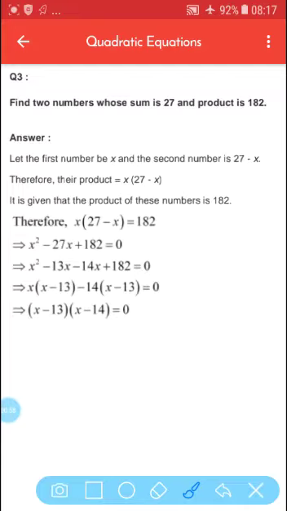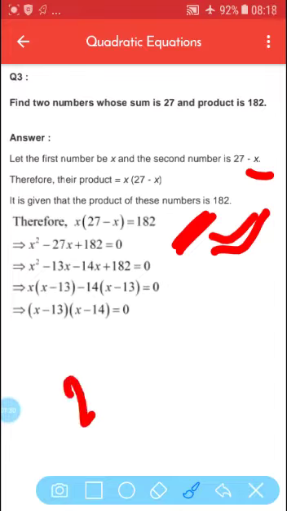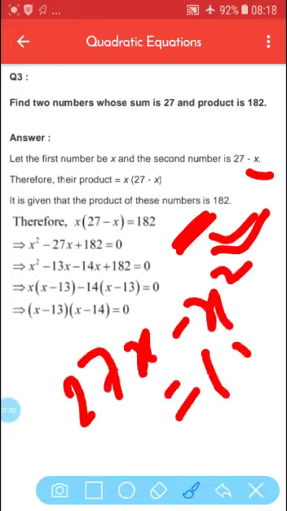182. Very simple. Here we have assumed the first number x, so the second number will be 27 minus x, and their product will be x(27 minus x), and it is given that the product of these numbers is 182. According to the question, x(27 minus x) is equal to 182. Let us solve this. We can write it as 27x minus x square is equal to 182.